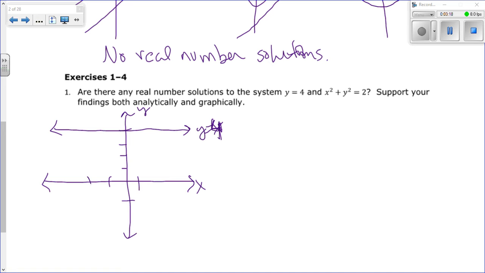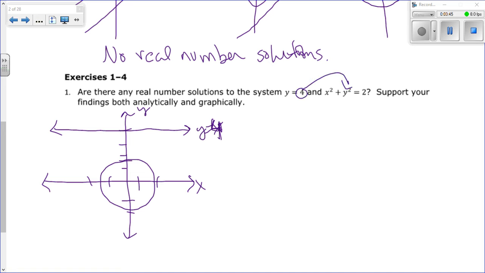Well, radical 2 is less than 2 but more than 1. It's about 1.4, so I was trying this on graph paper to be a little bit better. But as you can see, there are no solutions.